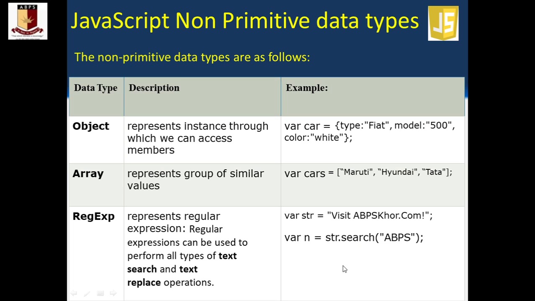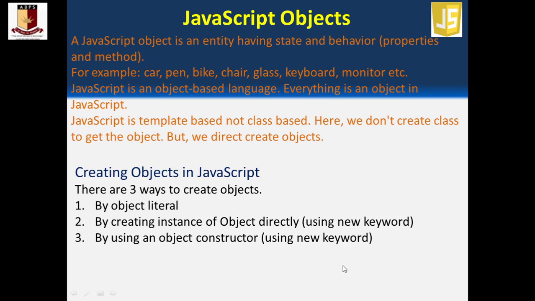Move to the next slide. So here the first one is JavaScript objects. A JavaScript object is an entity having state and behavior, that is, properties or methods. I'll show you in practical. For example, car, pen, bike, chair, glass, keyboard, monitor, etc. JavaScript is an object-based language. Everything is an object in JavaScript.